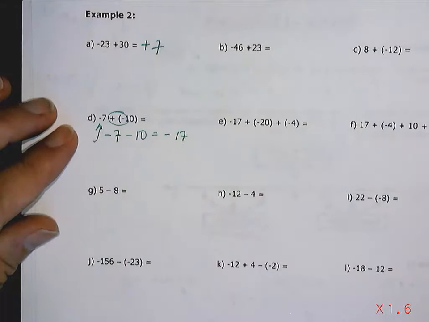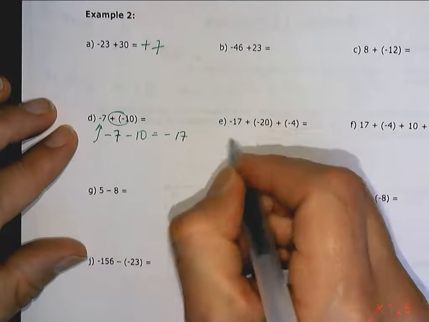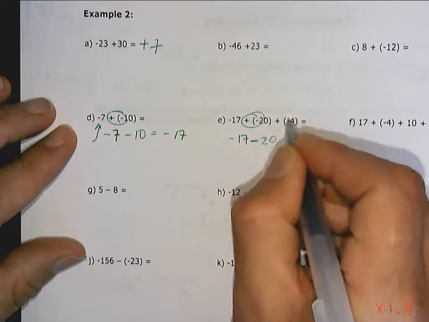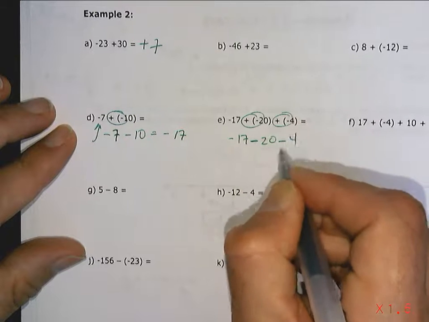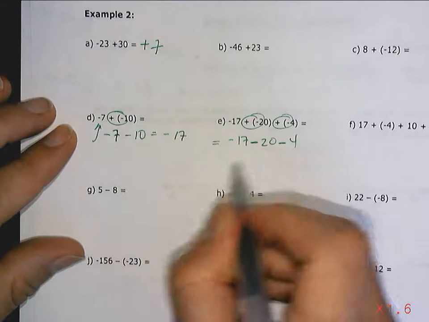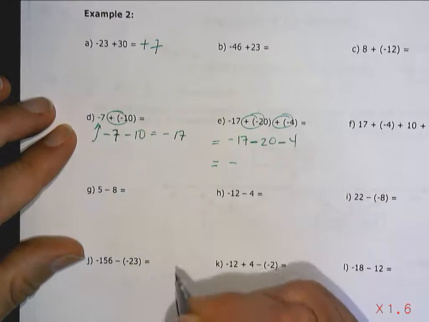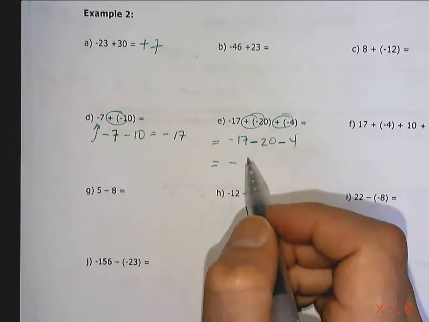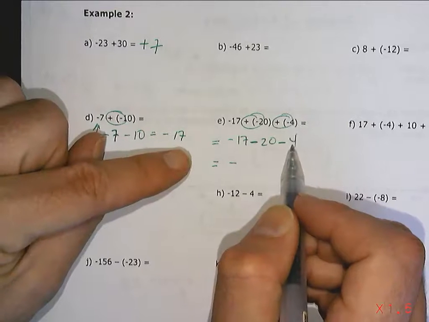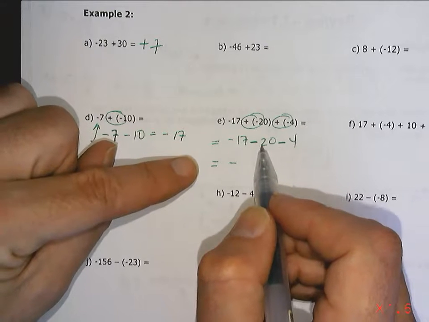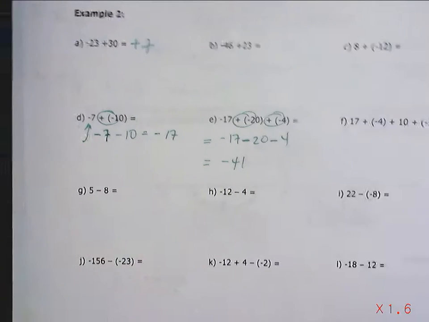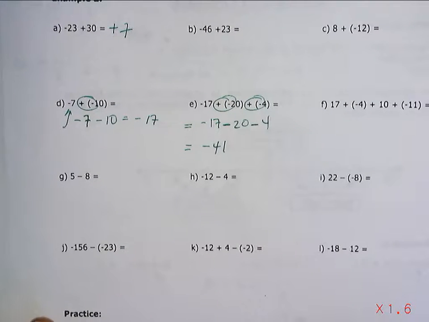Last one I'll do with you is this one. So looking at it, it's -17, -20, -4. Okay, so negative, negative, negative. The answer is obviously going to be negative. And I'm going to do this in an order that works for me. -17 take away 4 is -21. Take away 20 more is -41. That might take you a little bit longer, but you should get to the same place.